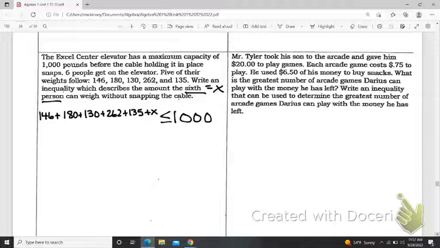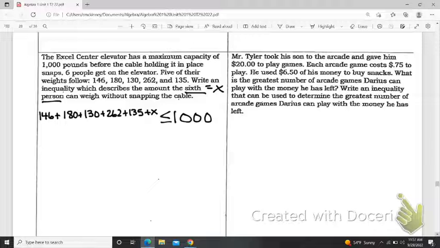Were you tempted to divide by 6? We're not averaging their weight, right? Just the total of their weight. So we do not divide by 6 here. So we basically just need to add up all those numbers on the left, subtract that from 1,000, and that's how much that last person can weigh. I might just take the stairs.